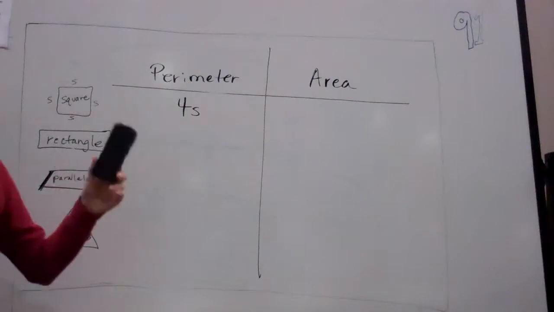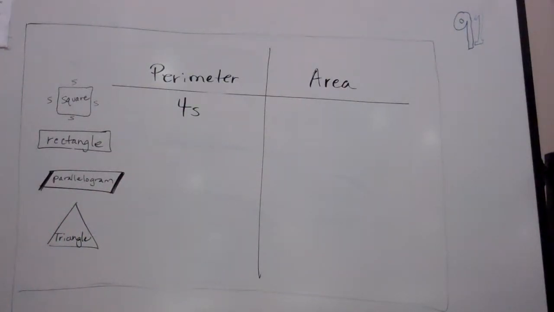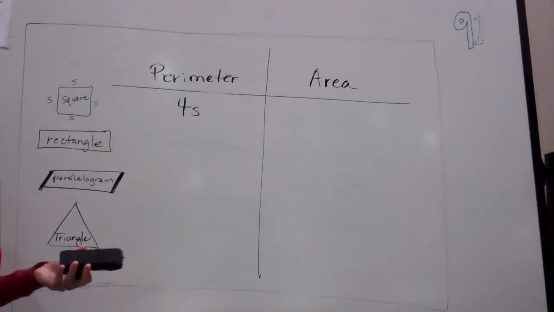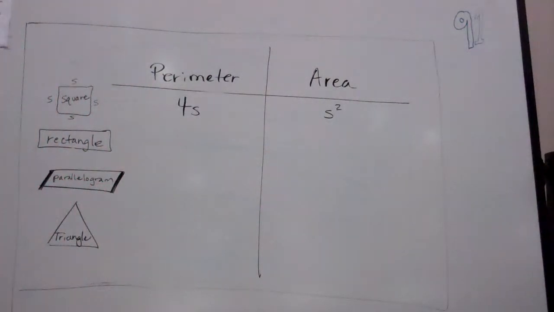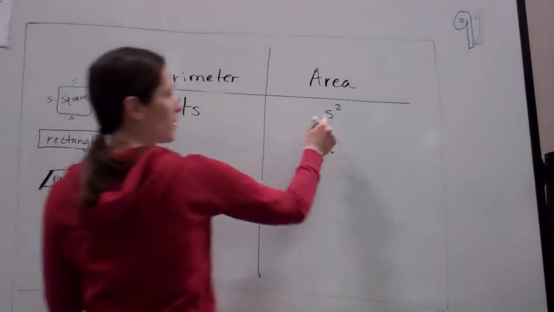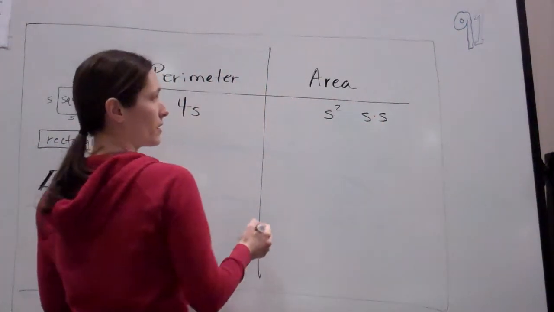All right. Now, how would I find the area? S times S, or would it be base times height? Well, because we're working with squares, it's all just sides because they're all the same. So it would be side times side, or could I say side squared? Because it means side times side, right? This means S times S, right?